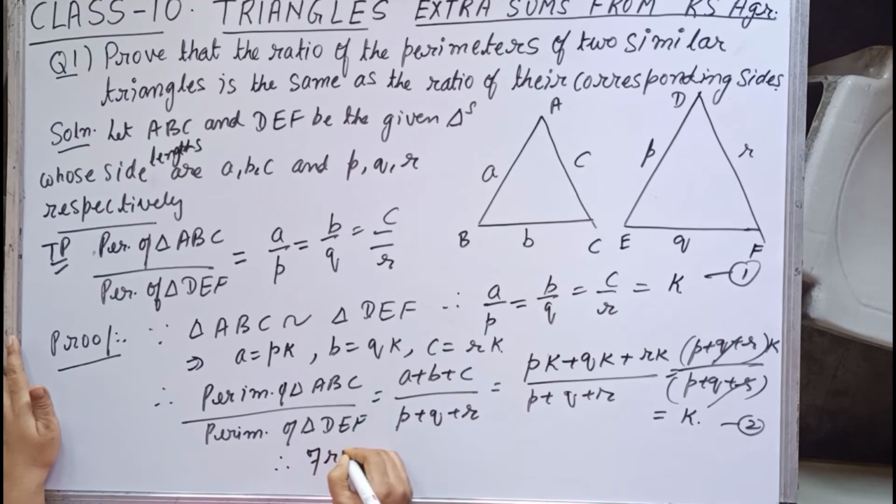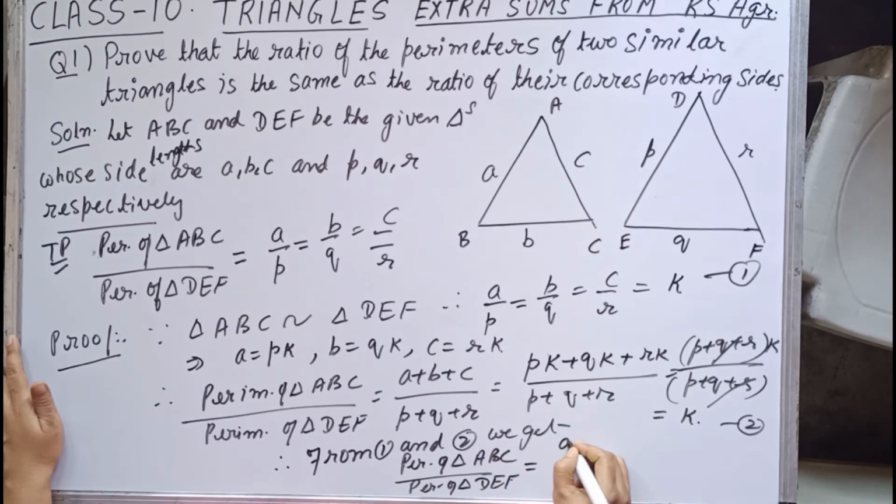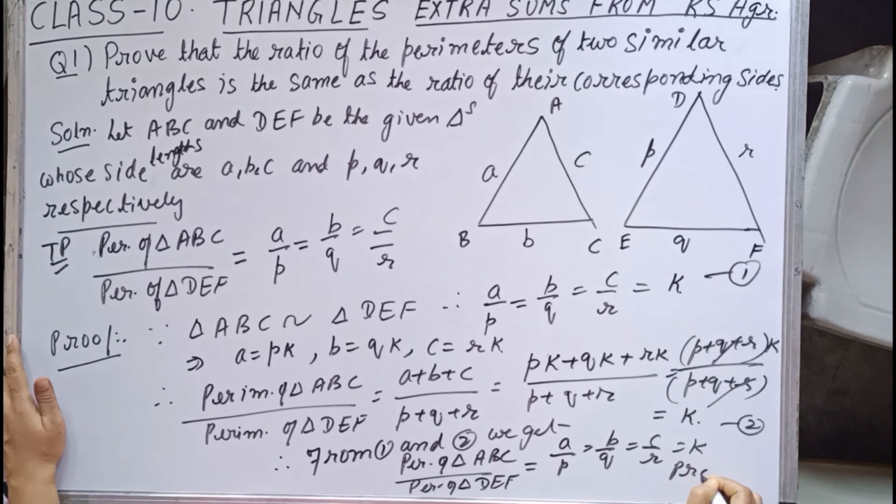Therefore from 1 and 2 we get perimeter of triangle ABC by perimeter of triangle DEF equals a by p equals b by q equals c by r equals k, and we are proved. Isn't it a very easy and interesting sum? Let us move to the next question.